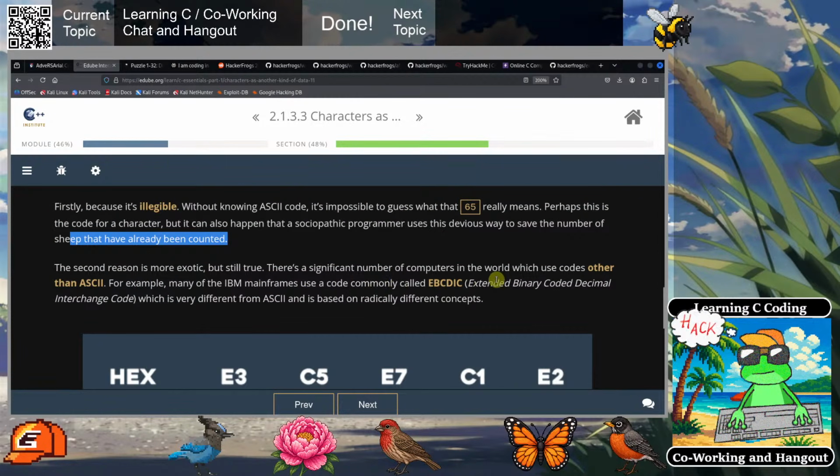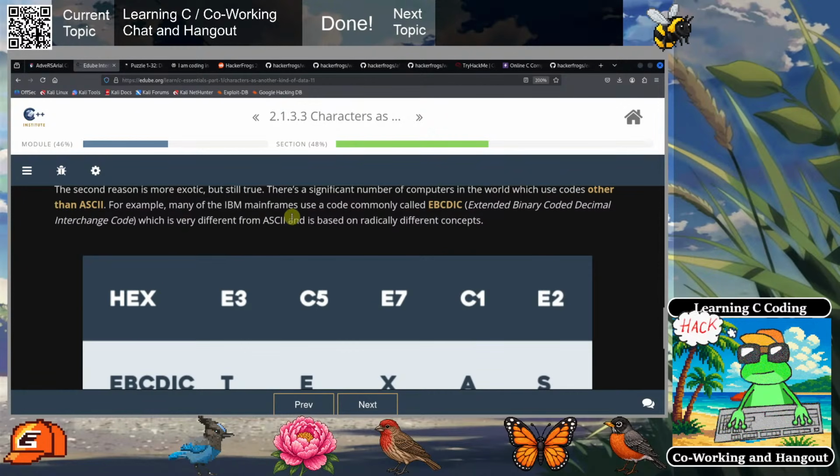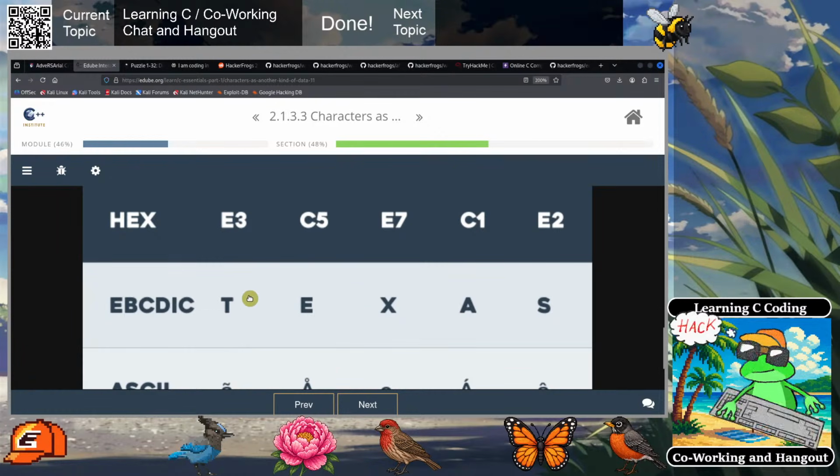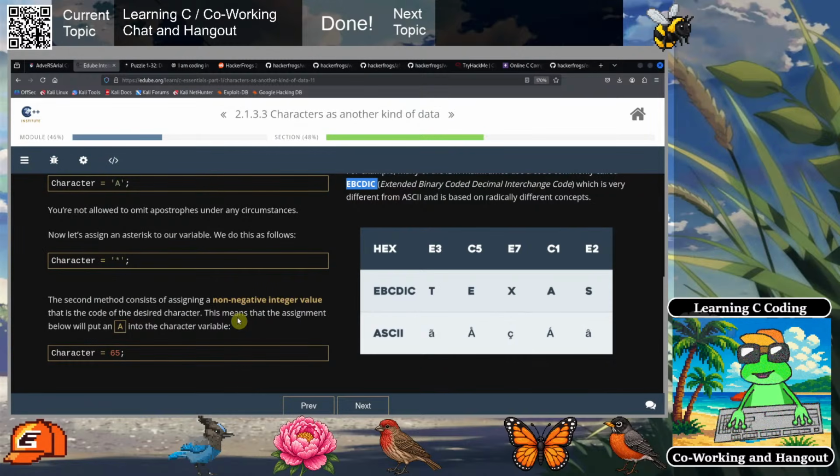The second reason is more exotic but still true. There's a significant number of computers in the world which use codes other than ASCII. For example, many of the IBM mainframes use a code commonly called EBCDIC, which is very different from ASCII and is based on radically different concepts. So if you write out Texas in EBCDIC, it uses these hexadecimal codes, which is not the same as in ASCII. Okay?